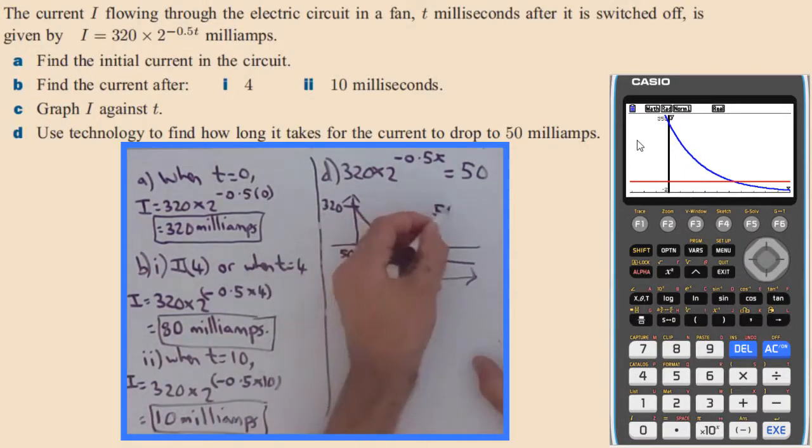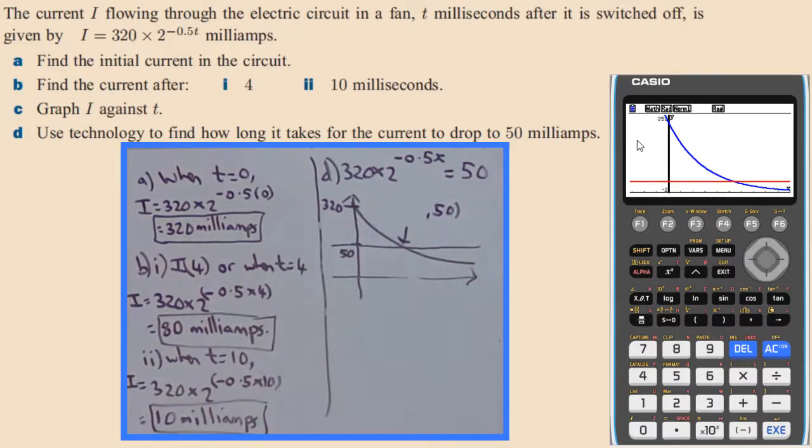So we know that the y value is 50. What we don't know is what x value makes that true. That's what we're trying to find out. So we go Shift G solve, intersection. And you can see x is 5.35614. I think that's a 1. So we'll go 5.3561.